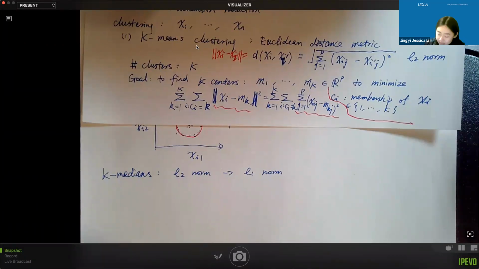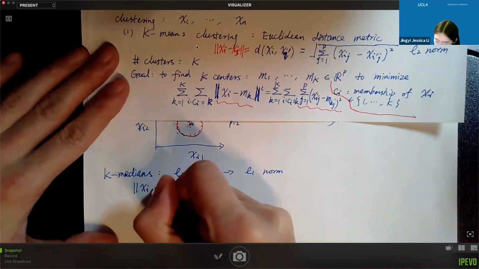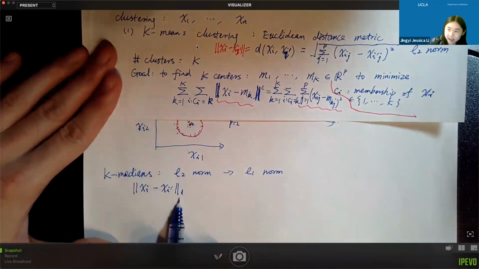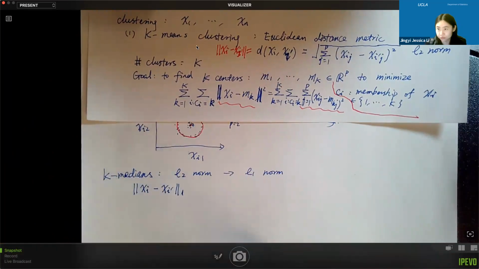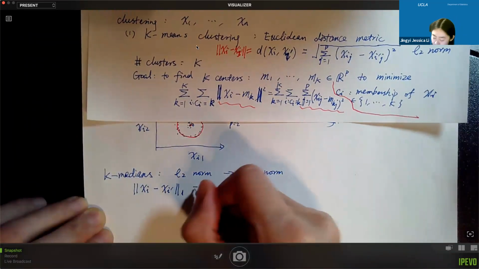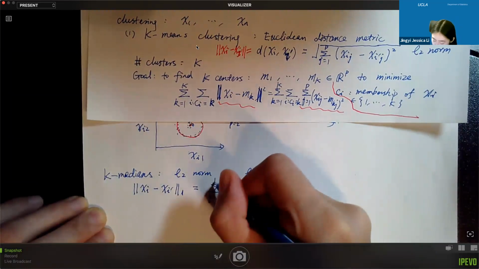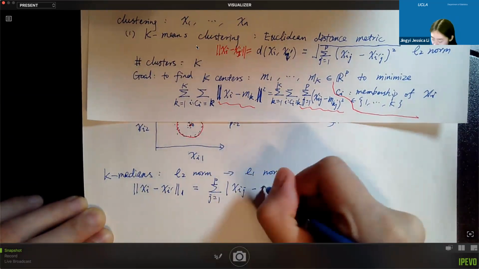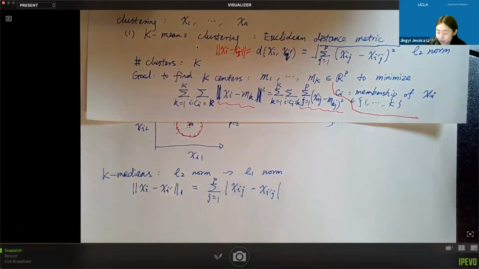But if it's p-dimensional, so the L1 norm, which we write as xi minus xi prime for two data points, with the subscript 1 for L1. So if there's no subscript, it means L2 by default. That's the convention. So this is just the summation across dimensions from 1 to p, of xij minus xi prime j. We take the absolute value. So that would be the L1 norm.